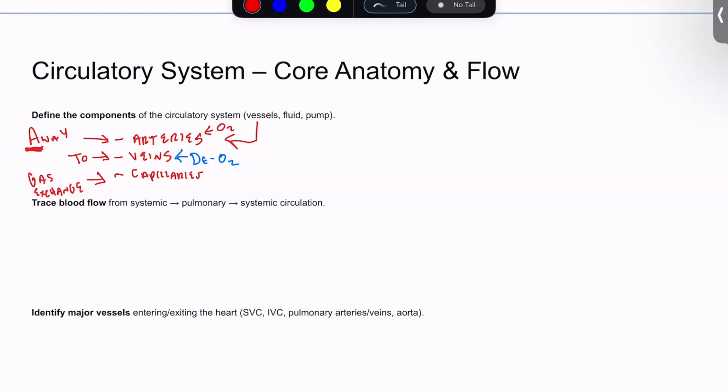And then the pulmonary vein, which is coming from the lungs back to the heart, even though it's oxygenated blood because it's coming from the lungs, it's still going to the heart. So it's still named a vein.